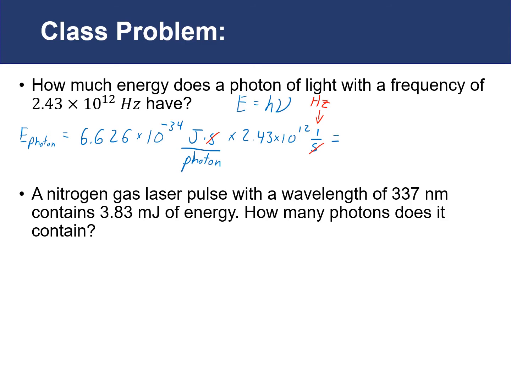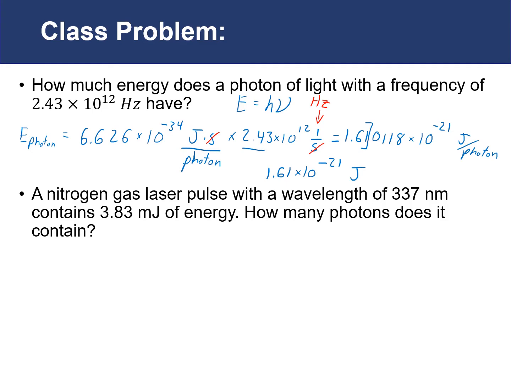So plugging this into the calculator, you'll get 1.610118 times 10 to the negative 21st joules per photon. In terms of significant figures, our first value has 4, our second value has 3, and so our end answer will have 3 significant figures. So our answer would be 1.61 times 10 to the negative 21st joules.